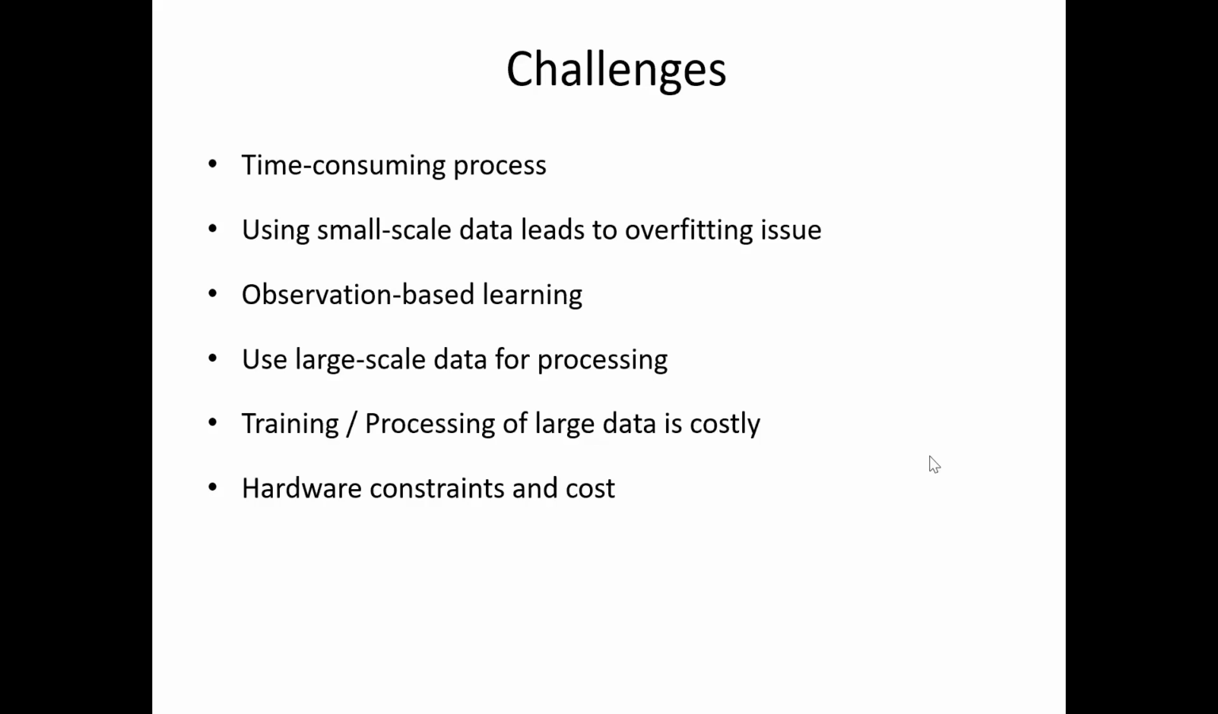Using small-scale data leads to the overfitting issue. Again, these models are observation-based models, so they require a lot of large-scale data for training purposes. That is itself a problem. Observation-based learning: at the beginning of this talk, I told you the fundamental difference between human intelligence and artificial intelligence. There is no innovation in learning. It is only trying to learn the patterns or to make some predictions, but it is not doing any kind of innovation, doing something new. The machine fails. Using large-scale data for preprocessing is another challenging task.